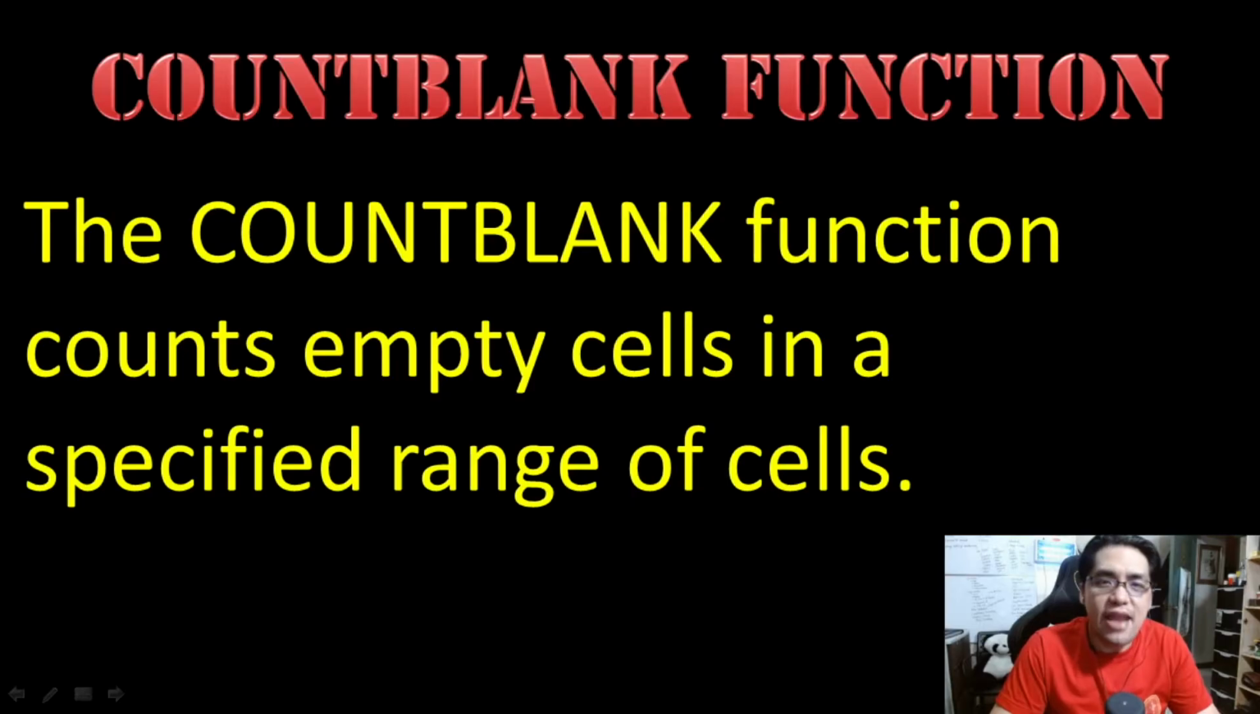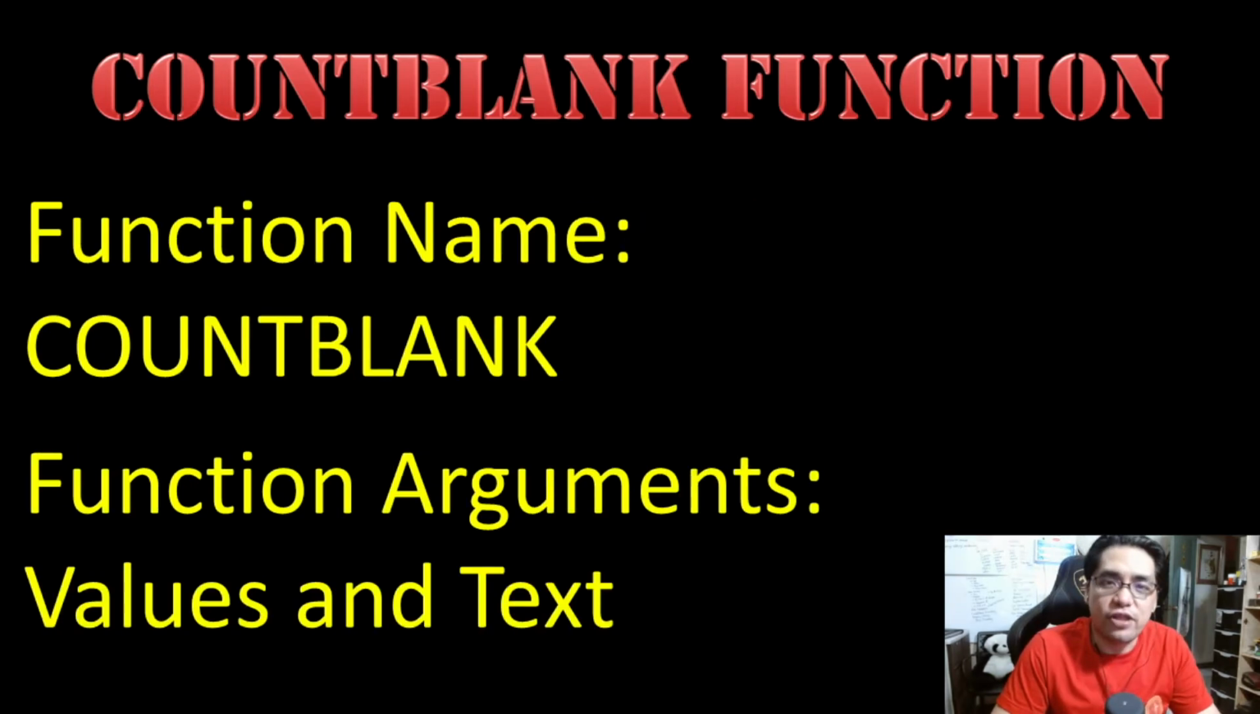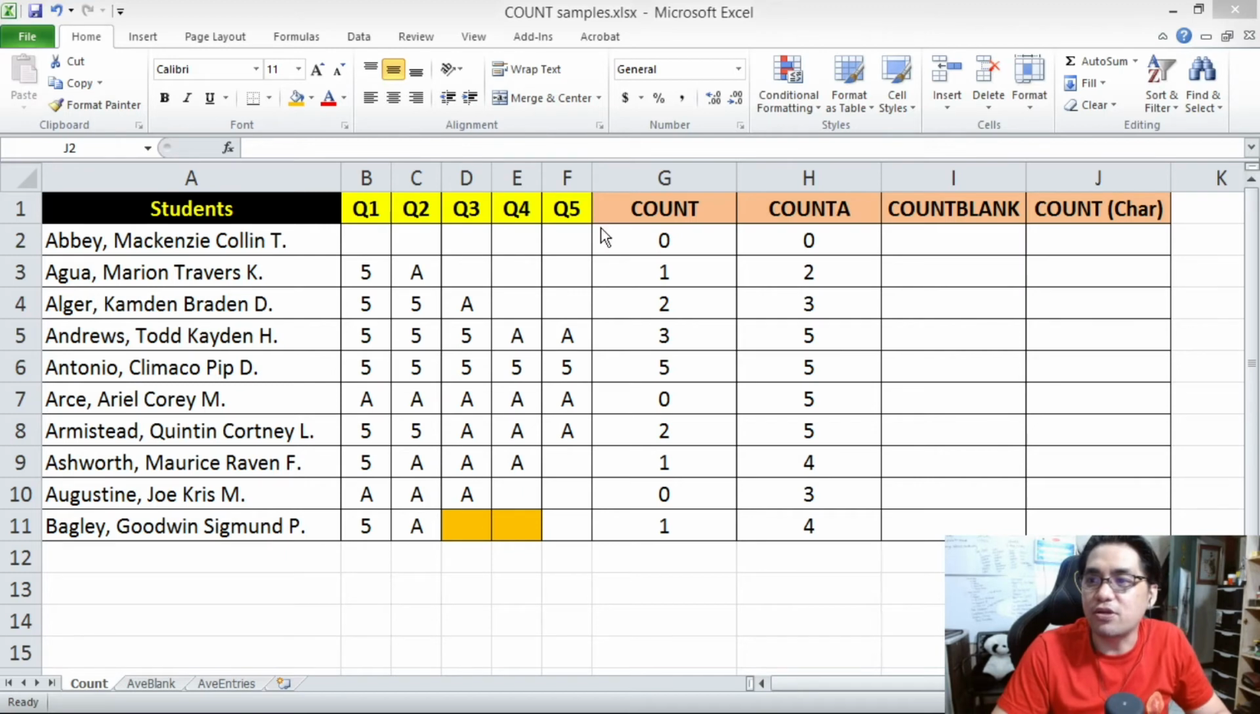Next, we have the COUNTBLANK function. The COUNTBLANK function counts empty cells in a specified range of cells. For the COUNTBLANK function, the function name is COUNTBLANK, and the function arguments are values and text, and in this case, the lack thereof. So we're back here at our Microsoft Excel sheet, and let's try the COUNTBLANK function out.